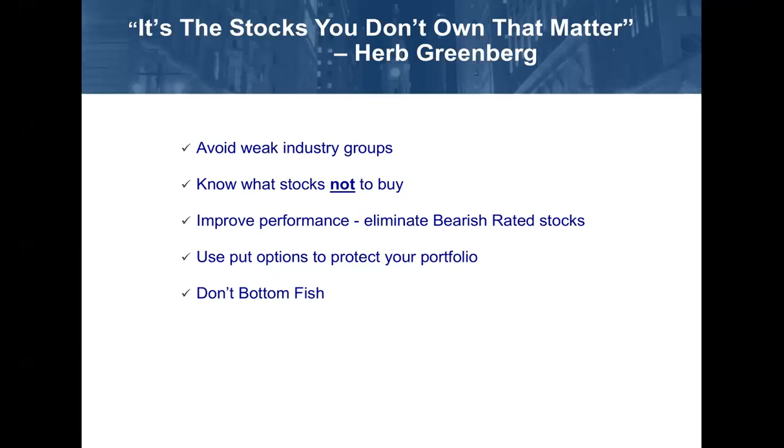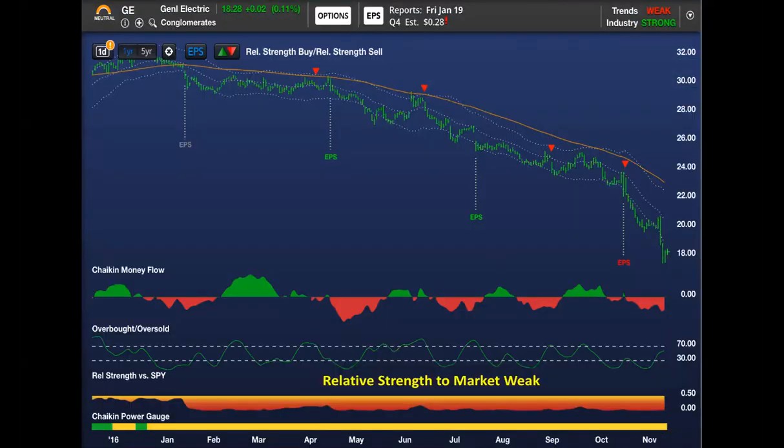Now, what do we mean by bottom fishing? We mean looking at a stock that's making a new 52-week low and thinking that we're smarter than the market, that we can call the turn. Or looking at a stock that's making a double bottom, which very often is a bullish pattern, and thinking that it's time to buy. Well, if the power gauge is bearish, you do not want to bottom fish. It's very expensive. And here are some examples of stocks you didn't want to own.